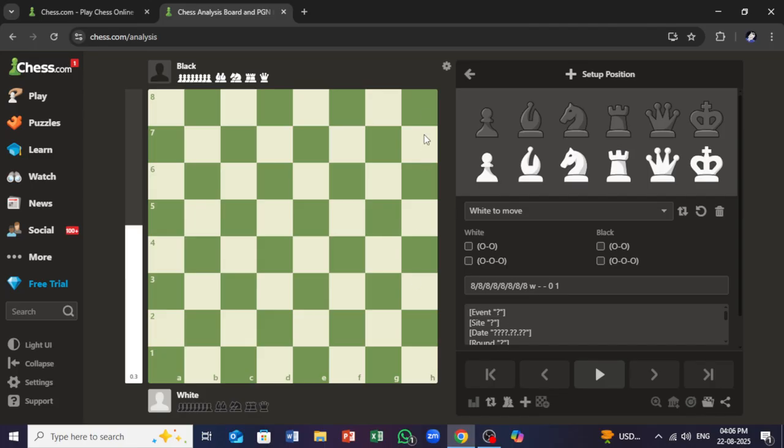Today we are gonna learn about the chessboard. A chessboard has 64 squares. 1, 2, 3, 4, 5, 6, 7, 8. 1, 2, 3, 4, 5, 6, 7, 8. 8 into 8 is equal to 64. Let me show you like this.